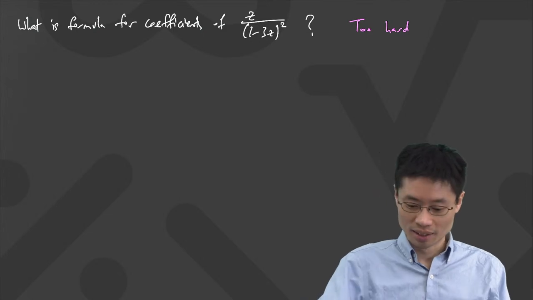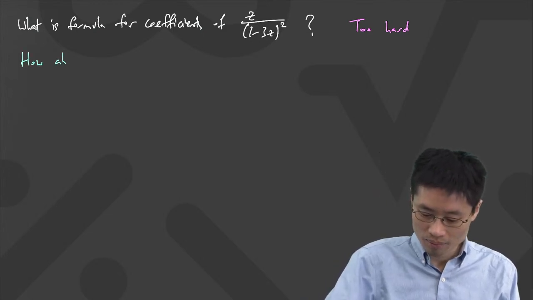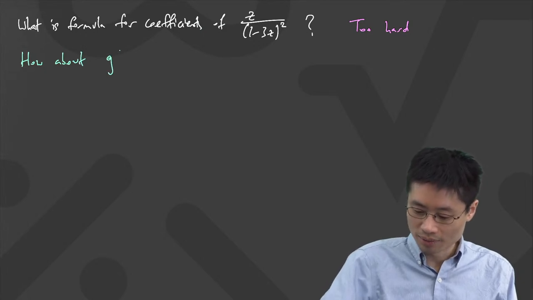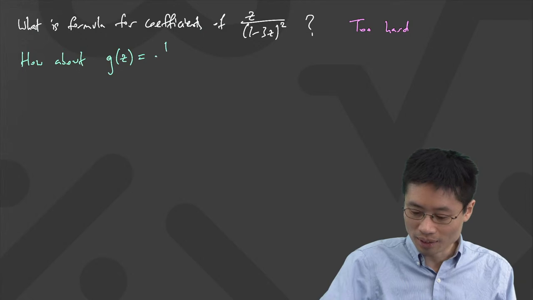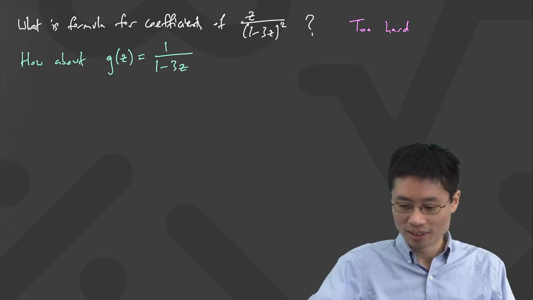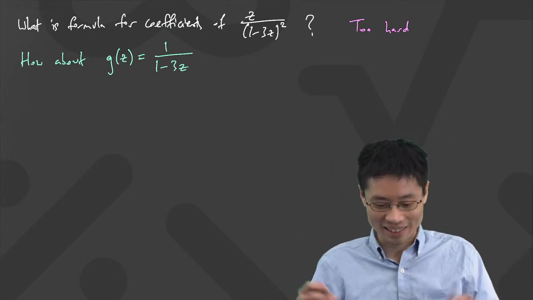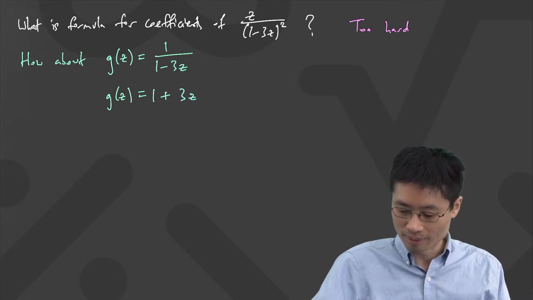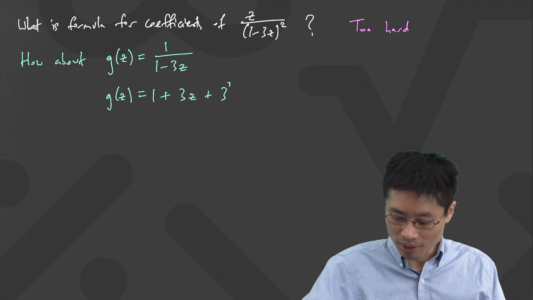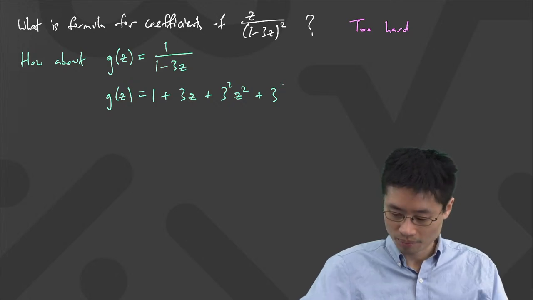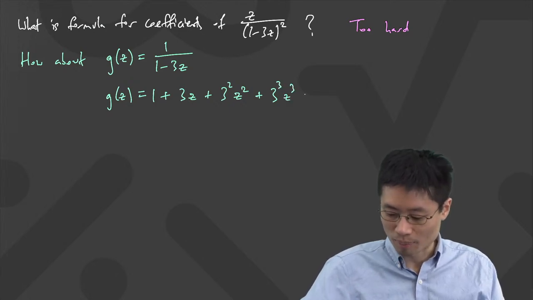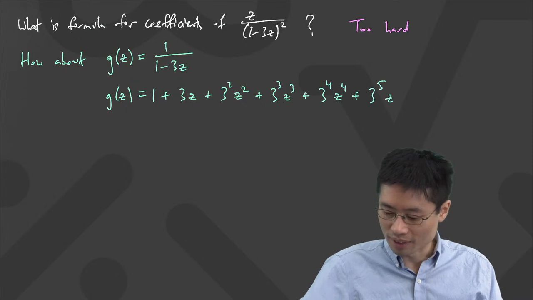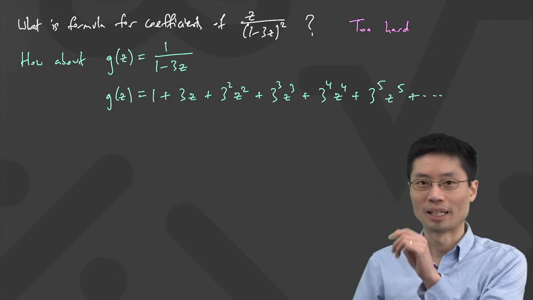So here's an easier question. How about, let's call it g now. G of z, which is just plain 1 over 1 minus 3z. Oh, that's easy. That's the sum of the geometric series. Okay, I know what that is. Well, g of z is equal to 1 plus 3z plus 3 squared z squared. We want to find some formulas. Plus 3 cubed z cubed. I mean, I want to find some patterns. Plus 3 to the 4th z to the 4th plus 3 to the 5th z to the 5th and so on. Hopefully that's enough to find a pattern.